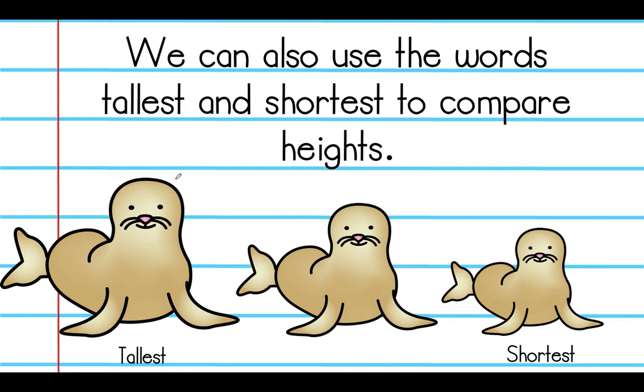Next, we can also use the words tallest and shortest to compare height when we're looking at animals. We can do that with all kinds of things, not just trees. So we see here that this seal is the shortest. So out of all three of these, this one is the shortest. And we put shortest, EST at the end to show that it is the most. Then this one is in the middle, and then this one is tallest.